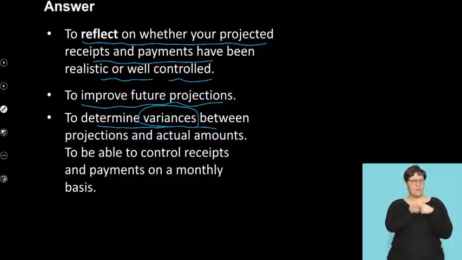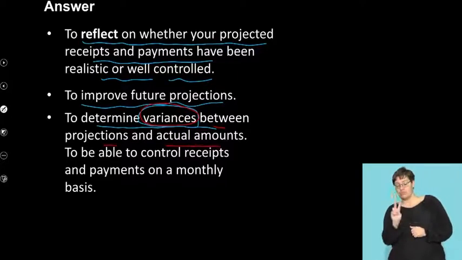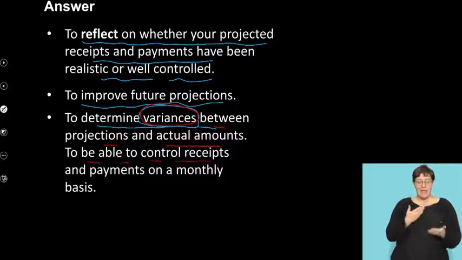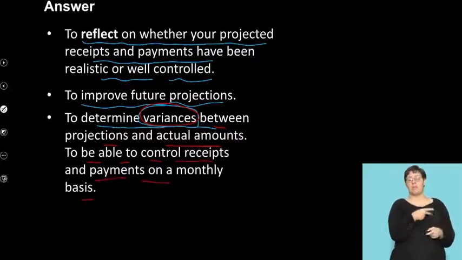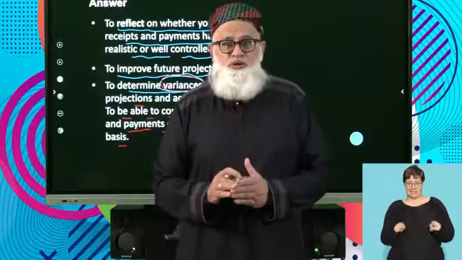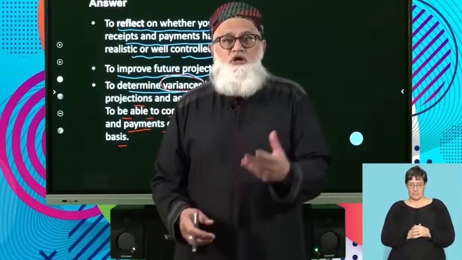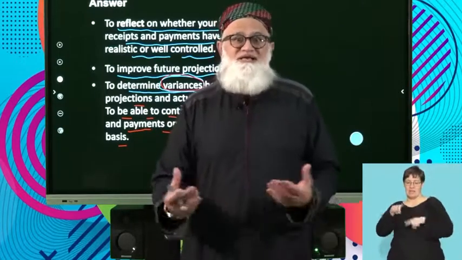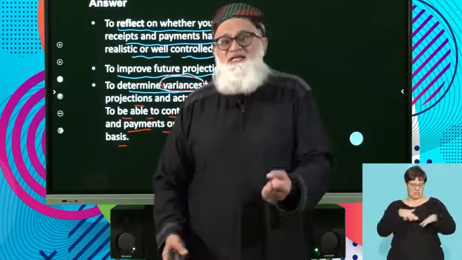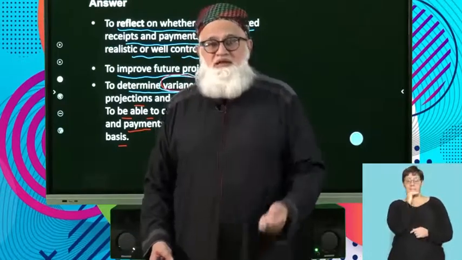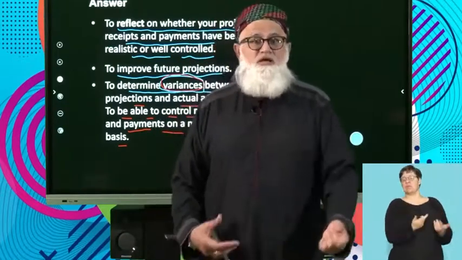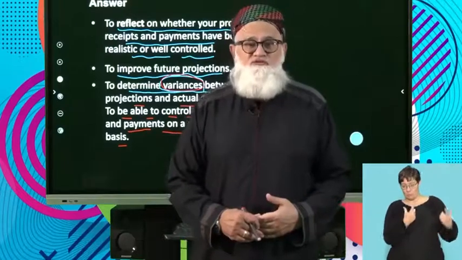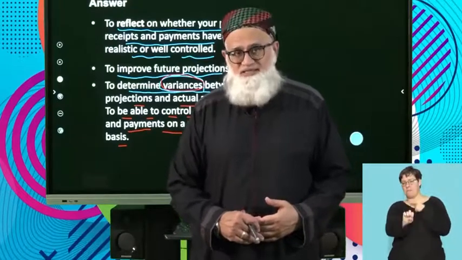To determine variances between projections and actual amounts, to be able to control the receipts and payments on a monthly basis. So what do we mean by a variance? A difference between actual and budgeted. You get a positive variance and you get a negative variance. Obviously, depending on the situation, it doesn't always necessarily mean that a positive variance is a good variance. You'll see when we actually do a few examples based on variances.